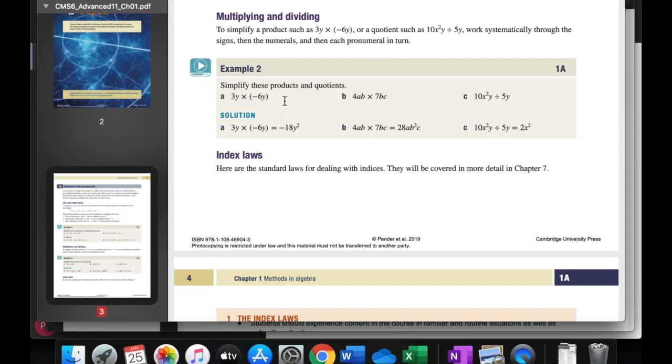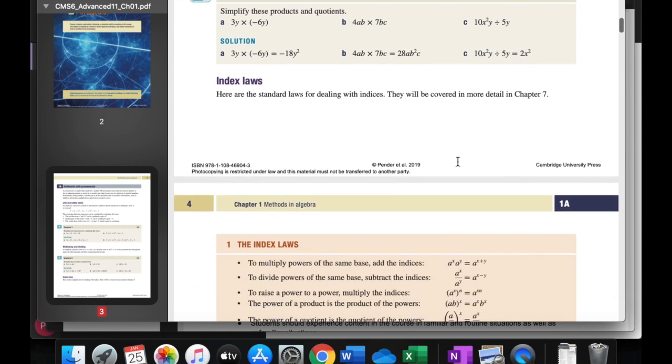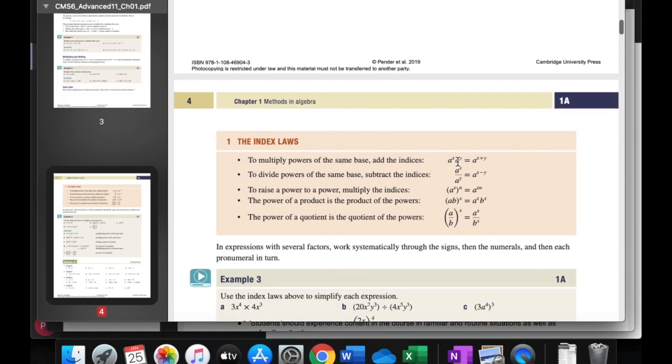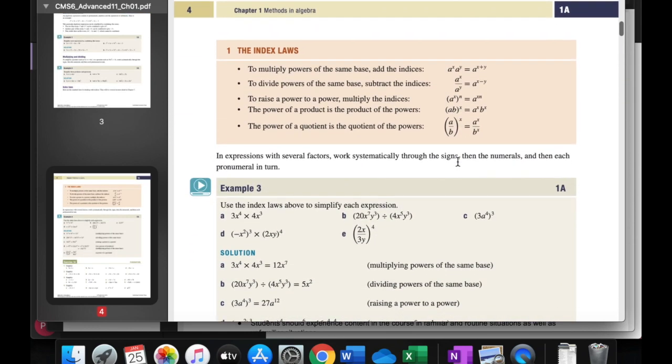I dislike how Cambridge uses these brackets, but I kind of guess why they do. So you don't think you're subtracting the 6y, it's negative 6y. You multiply the numbers, put your letters together, negative 18y squared. If you're dividing, it might help you to actually write this vertically and then simplify, like cancel out. The y's cancelled out, 10 divided by 5 is 2. It was nice and easy. So, index laws. These are the standard laws you need to know.